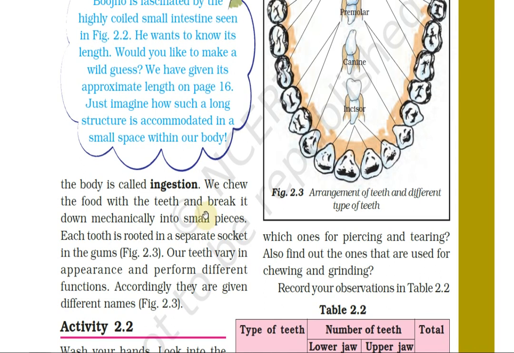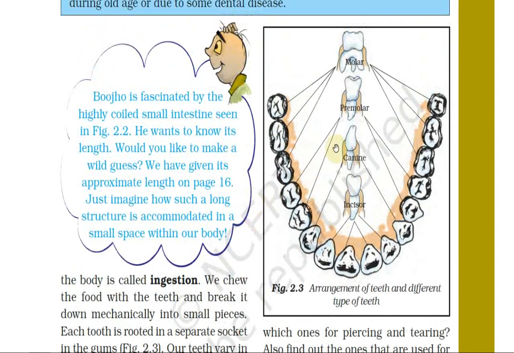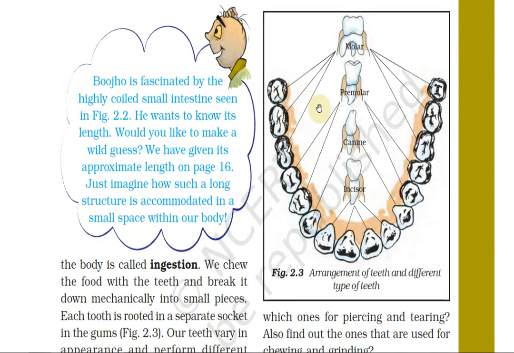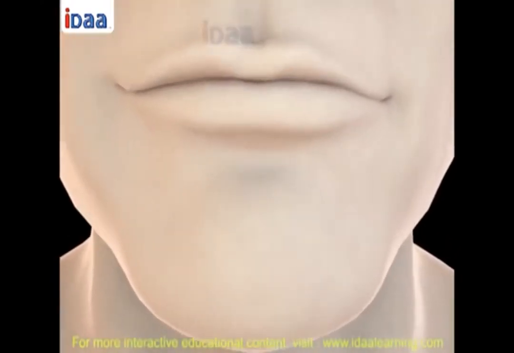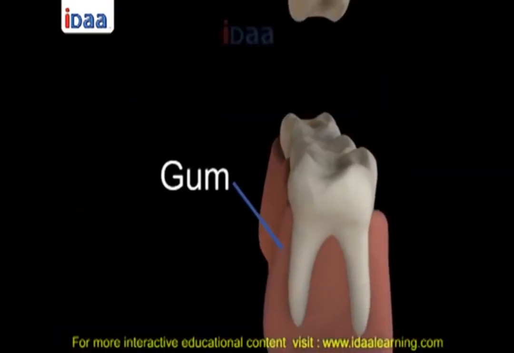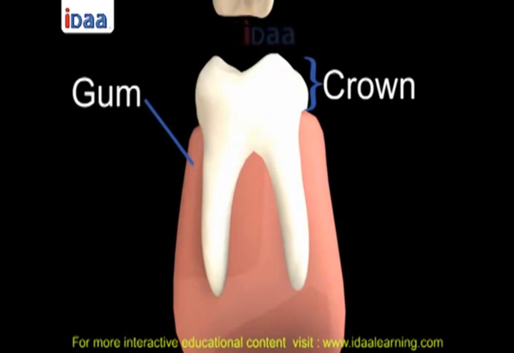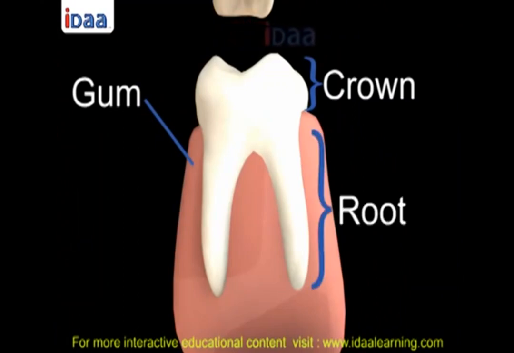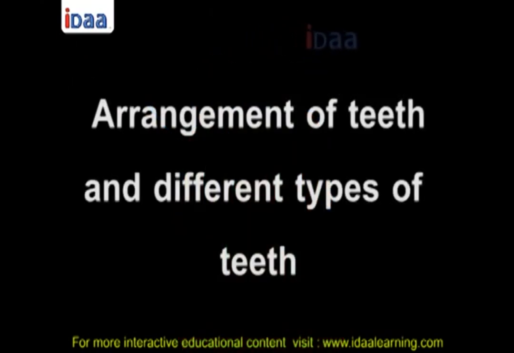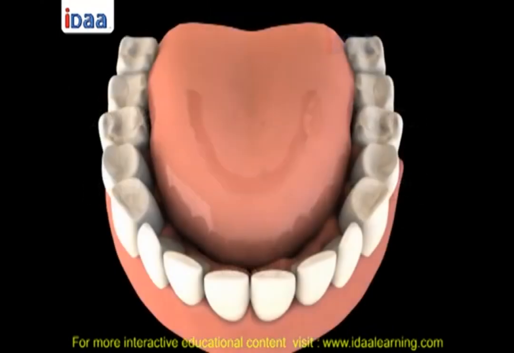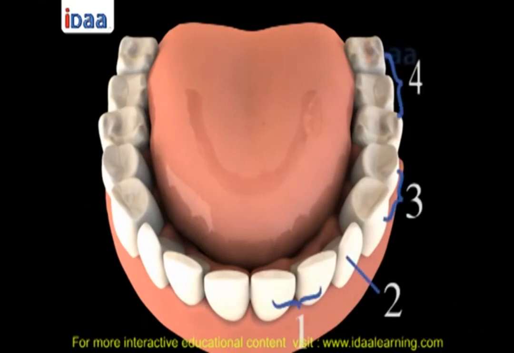So here what helps us? Our teeth help us. How many types of teeth do we have? We have 4 types of teeth. Let's look at them. Structure of tooth. Every tooth is embedded in a socket called gum. Crown is the visible part of the tooth above the gum. Root is the part of the tooth under the gums. Arrangement of teeth and different types of teeth. This is the way teeth are arranged in the mouth of human beings. There are 4 types of teeth in our mouth.